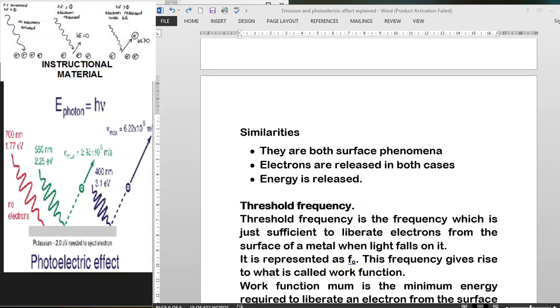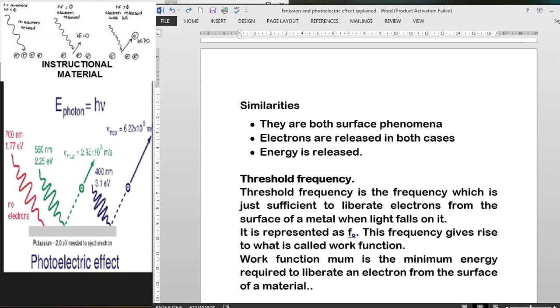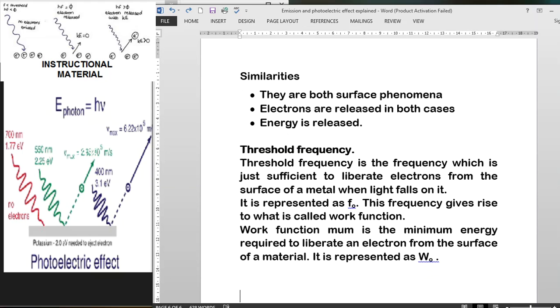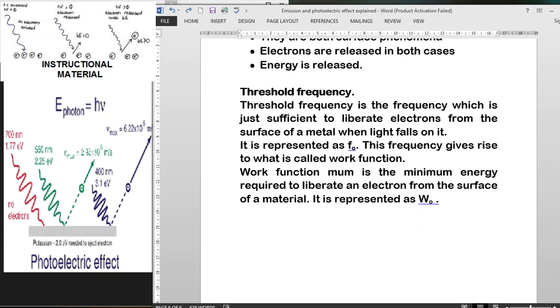Now let us look at the work function. What is the work function? Work function is the minimum energy required to liberate an electron from the surface of a material. So the minimum energy required to liberate an electron from the surface of a material is what we call the work function.